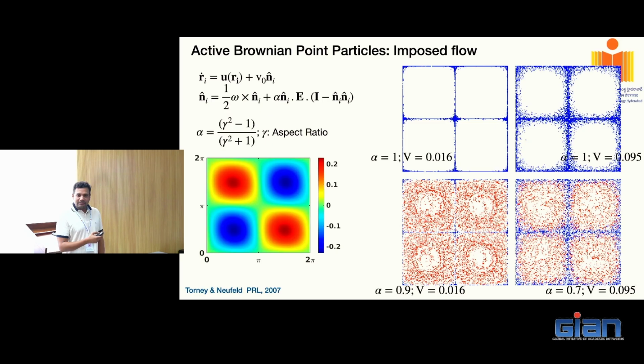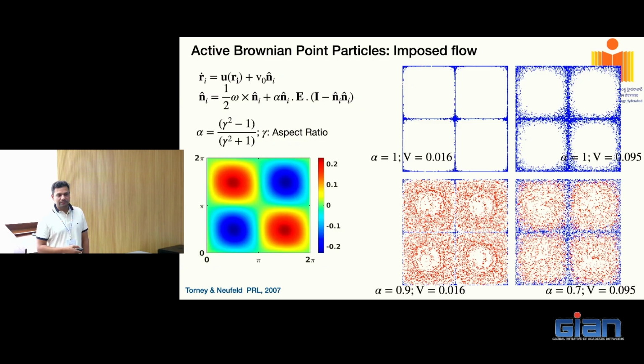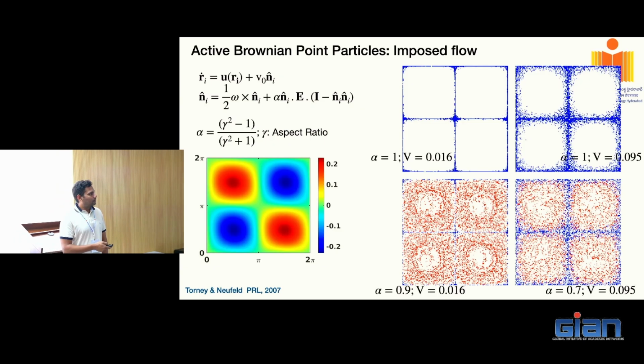But as soon as you introduce any small value of activity, it is like a singular value, any positive velocity will kick in and move them to these regions. Okay, but the interesting thing is that if you start increasing the activity value, you will see that these regions will not be sharp, because of this activity the particles can go out of those stable regions. Again, you can play with this aspect ratio and these velocity values.